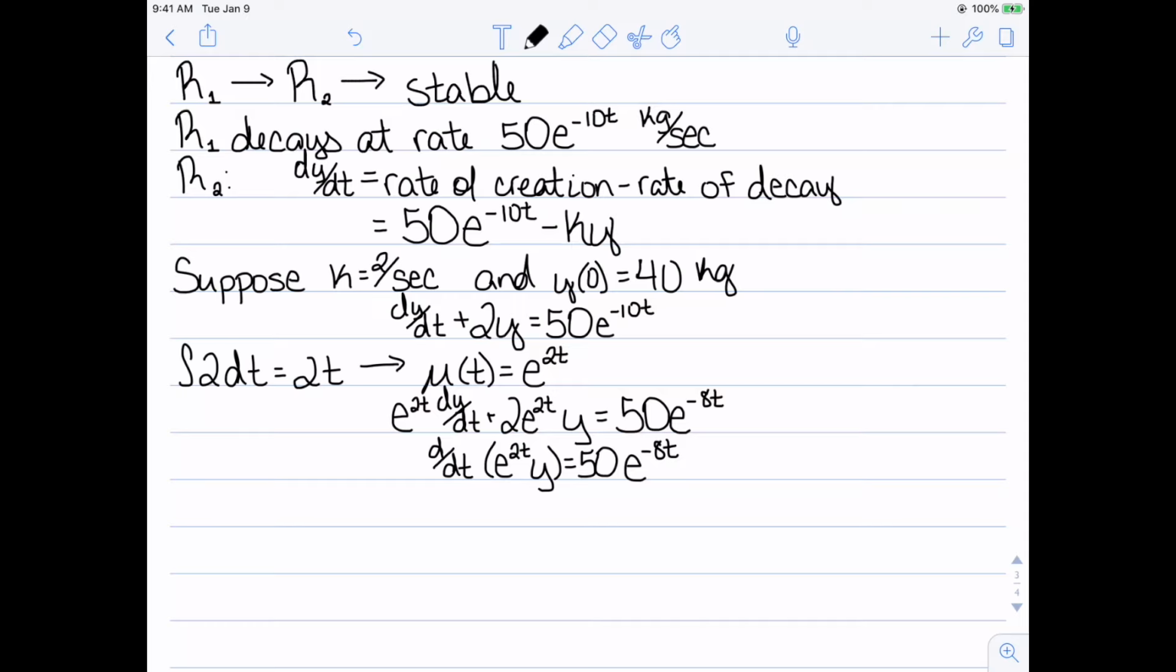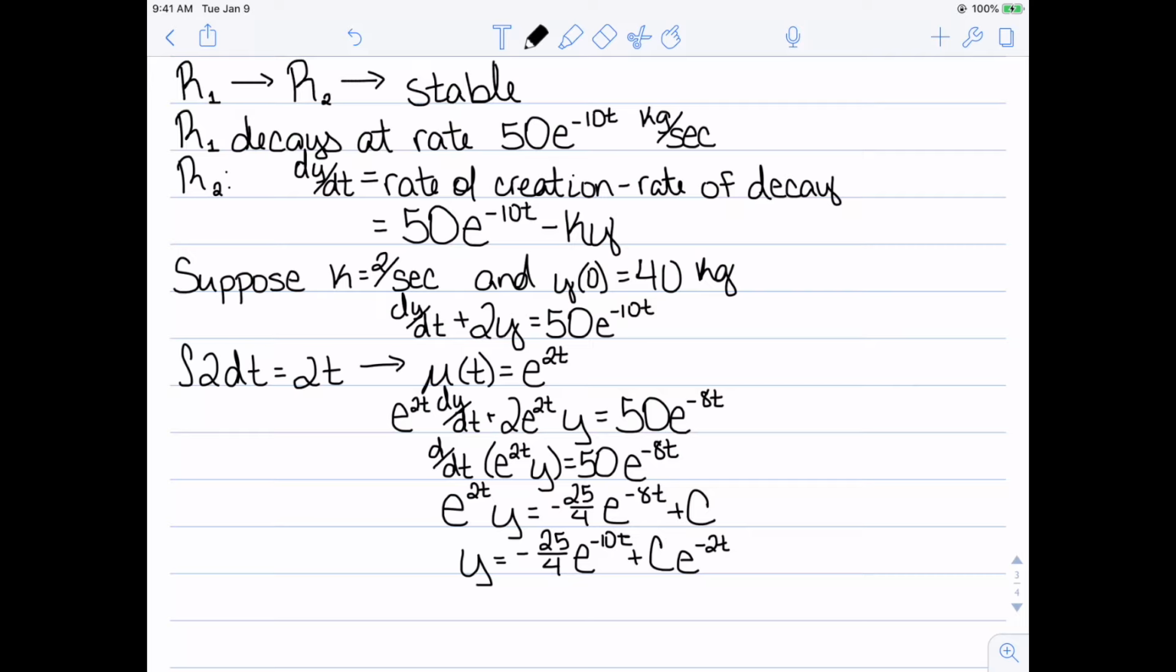Next, we integrate both sides. The integral of a derivative just gives me the function back, so the left-hand side I have e to the 2t y. And the right-hand side, the integral of 50 e to the negative 8t is negative 25 over 4 e to the negative 8t plus c. We can then divide both sides by e to the 2t, which then gives us that y is equal to negative 25 over 4 times e to the negative 10t plus c e to the negative 2t.